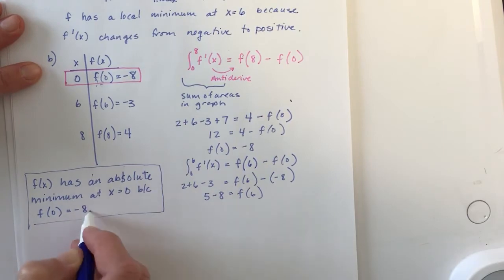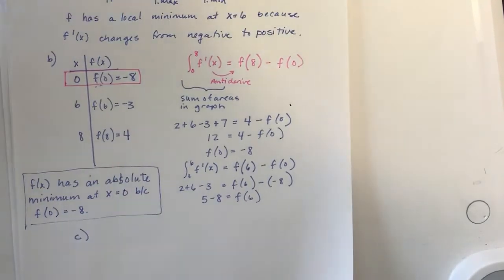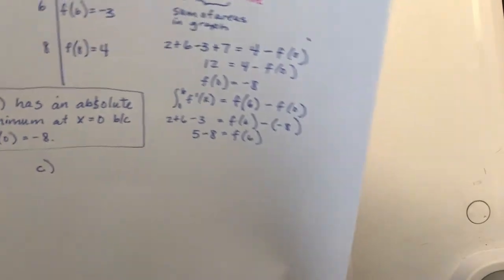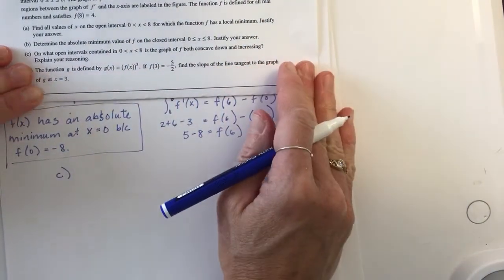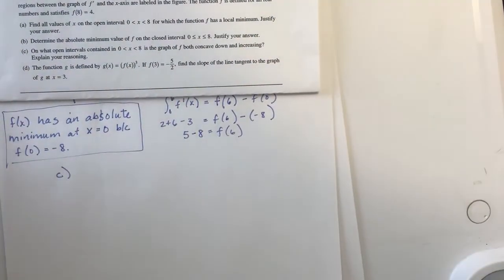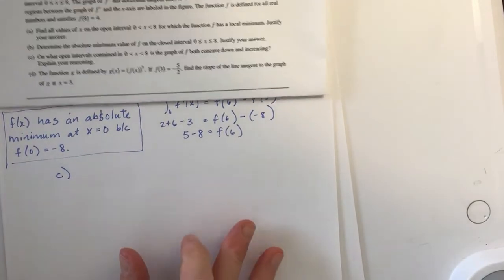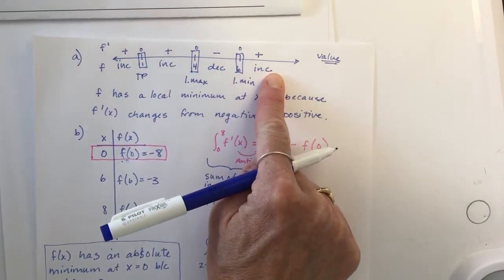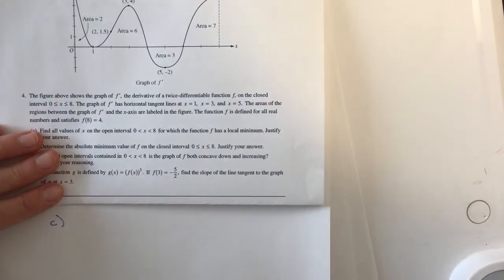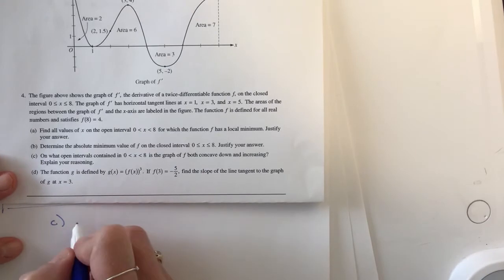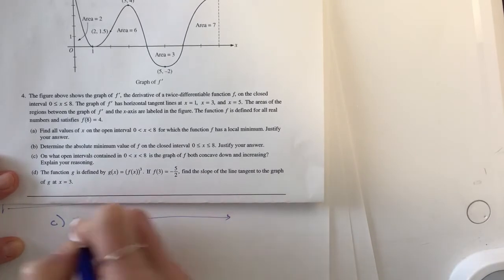Okay. All right, part C, let's see. Part C is: on what open intervals is the graph of f both concave down and increasing? All right, well, we already know where it's increasing. So now we just need to do one more sign chart here. One more sign chart for f double prime.